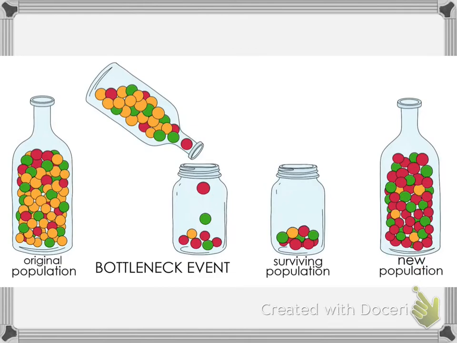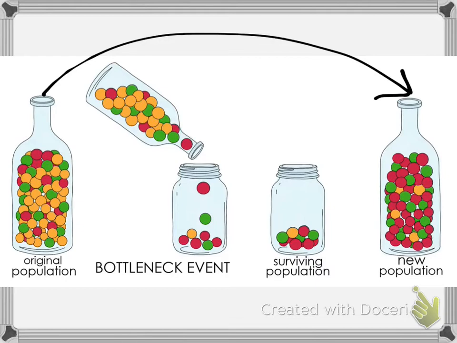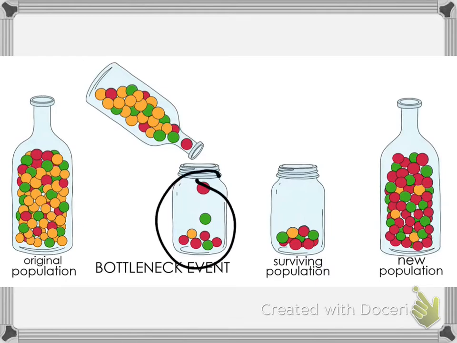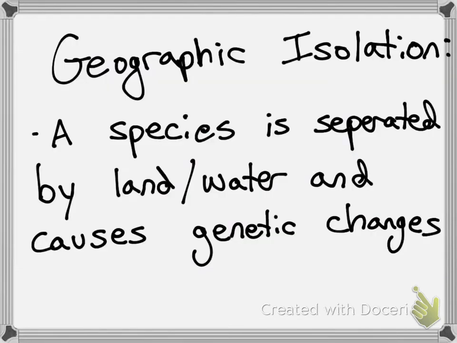And as we can see, it is now completely different, right? Because of a catastrophe that bottlenecked it, we've only ended up with mostly reds instead of mostly yellows. Just by luck, you end up with a new population.